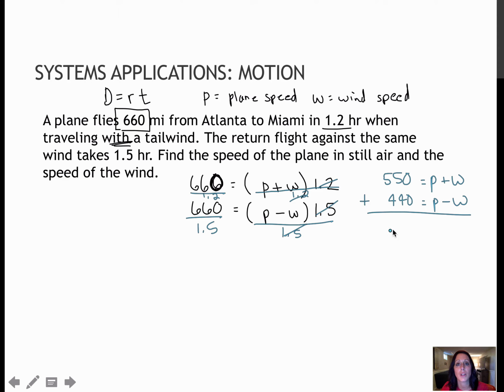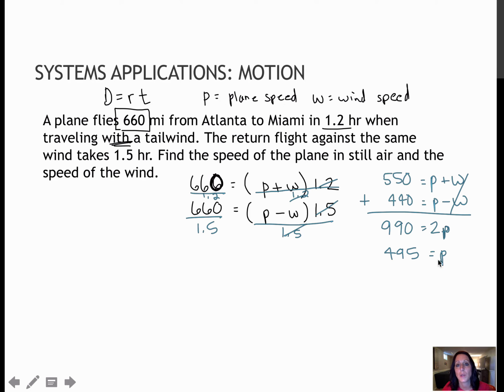Now, this is set up very well to use elimination without a whole lot of work, because obviously adding these together, I get 990. P plus P is 2P, but W plus negative W cancels. And so now I can solve to find P very easily. So P is 495. 495 is P, which is of course the plane speed in still air.